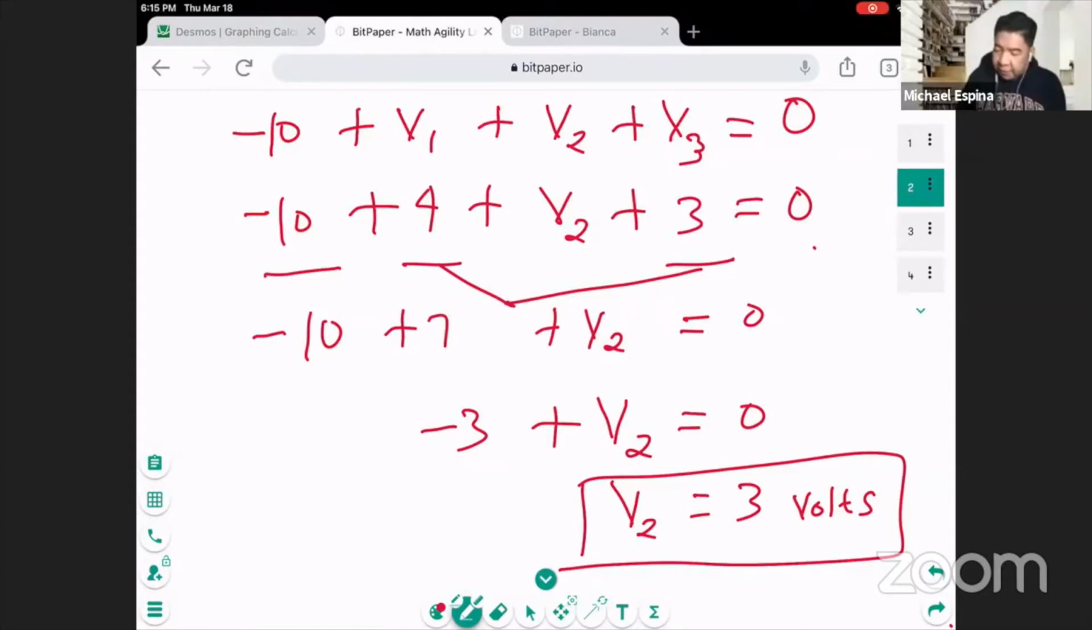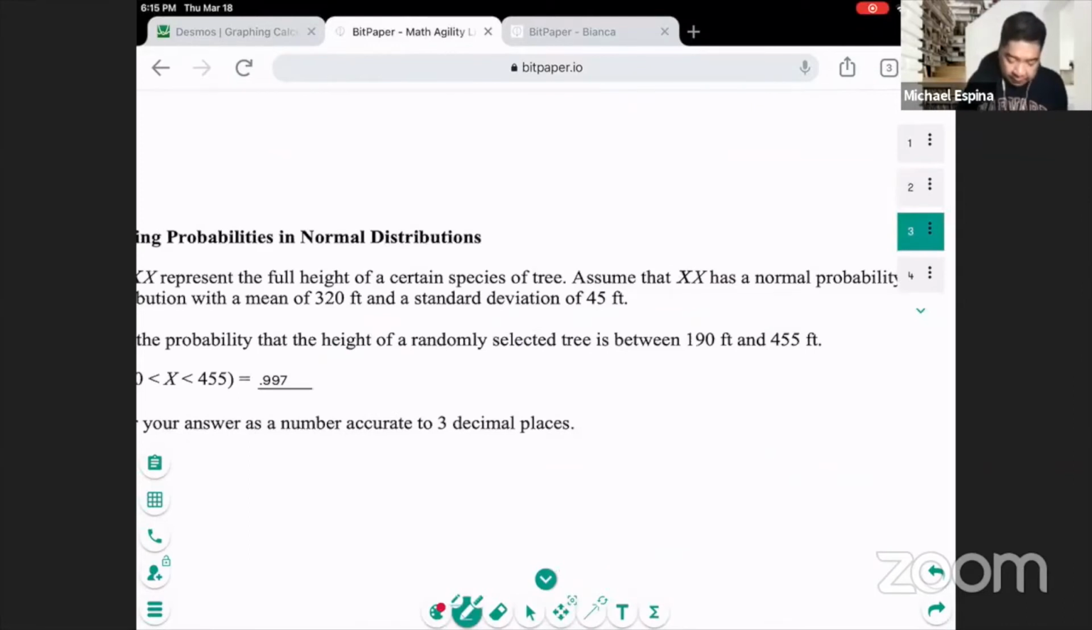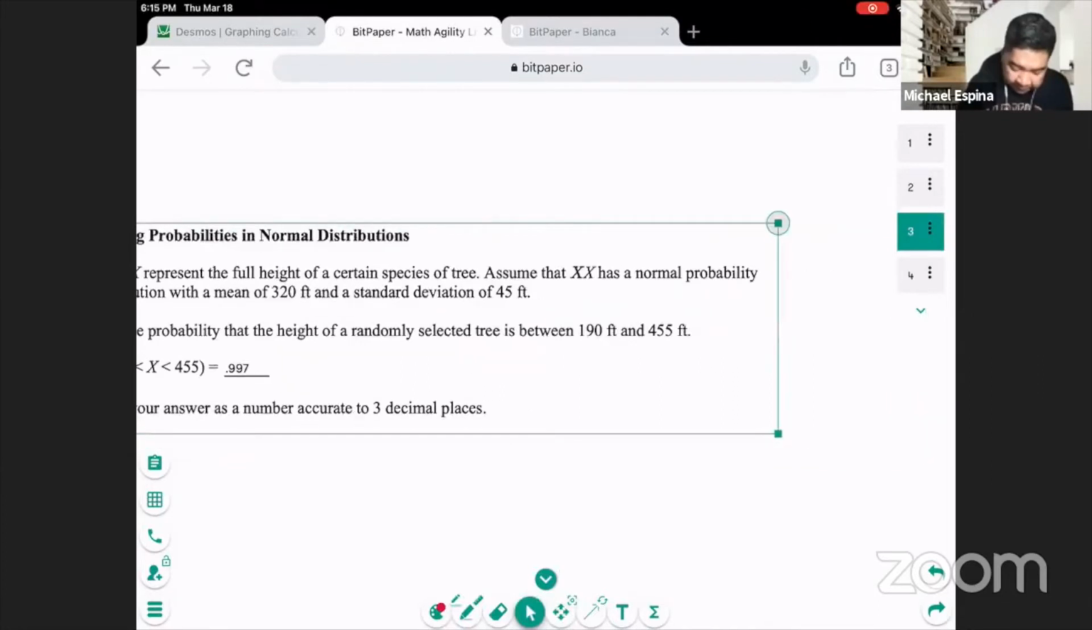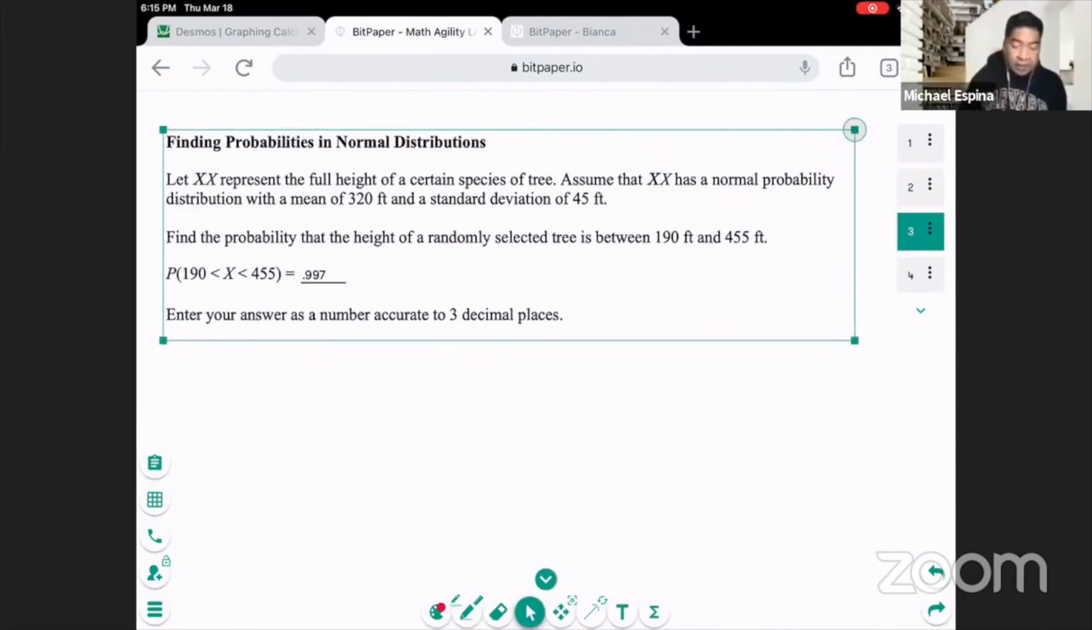Let's do number 3. Okay, let me just make it a little bit smaller. So this is a statistics problem, and this question was sent by Fernando, who is already in college and is from San Mateo. This is actually around the Bay Area here in San Francisco. Okay, so let's try to read the problem.